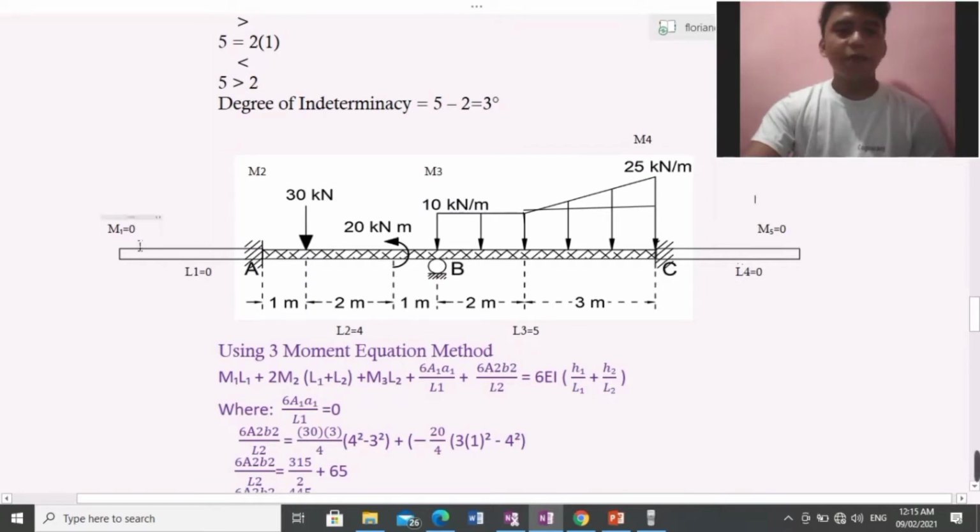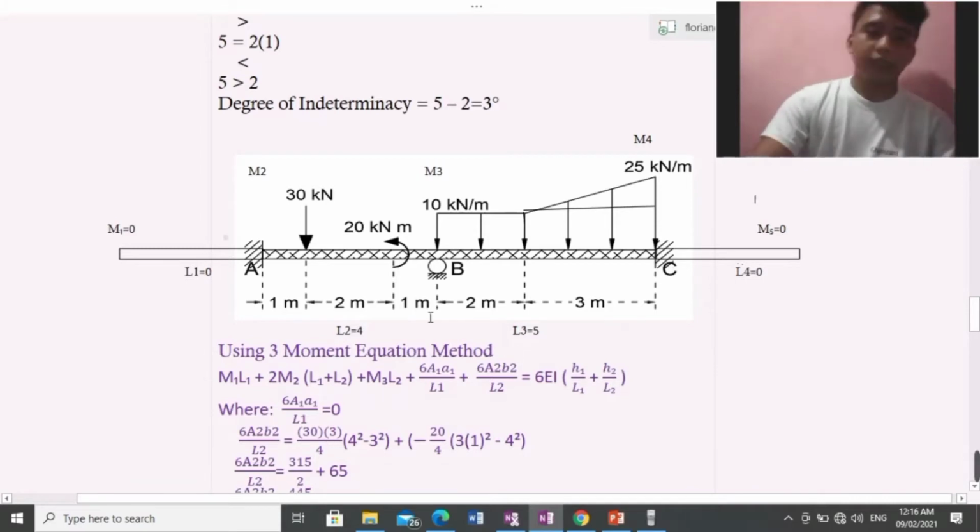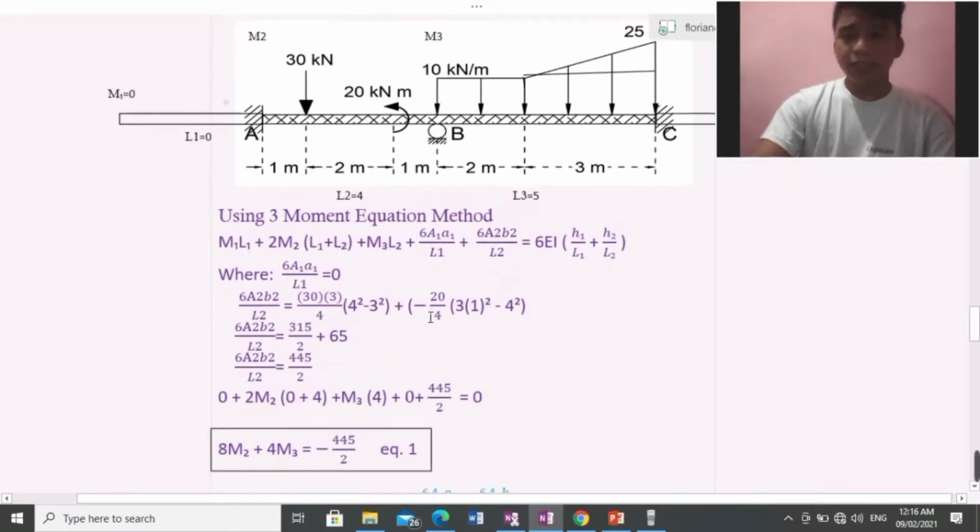Pero ang magiging moment dito at length is just 0 kasi imaginary nga lang naman ito. So, dito sa kabila, dito sa kabila. So, nilagyan natin ng imaginary beam. So, ang M1 is 0, M2 is unknown, M3, M4, and M5 is 0. So, itong L1, 0, at magiging L2 natin is itong 4 meter, at itong L5 natin is 5, and L4 is 0. So, nakalagay na din dito yung ating equation.